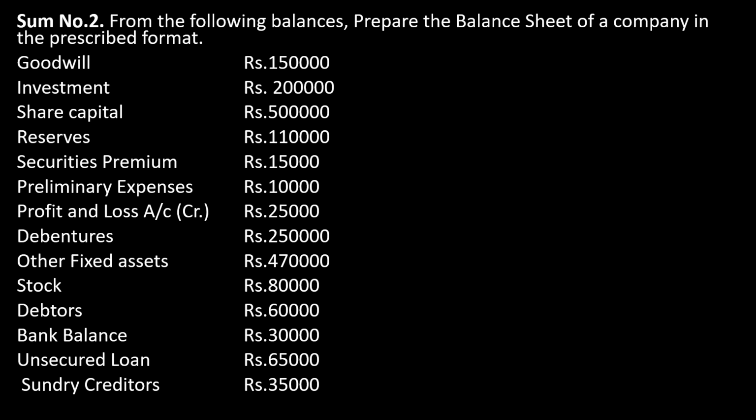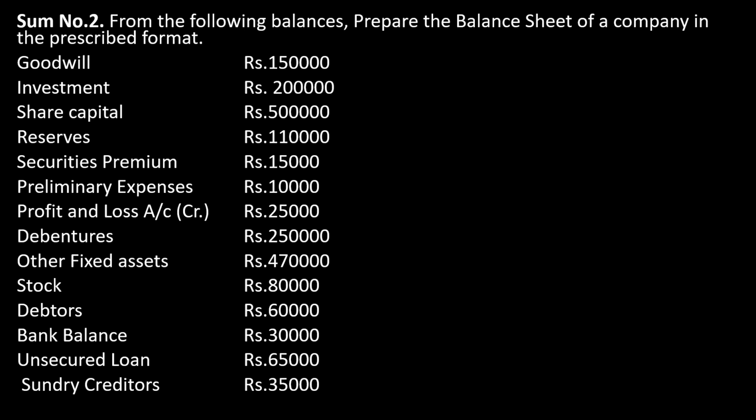Preliminary expenses you will minus from the profit and loss. Always keep that in mind. So when you come across preliminary expenses, you will minus it from the profit and loss account for the current year. So here we have profit and loss of 25,000. The preliminary expense is 10,000. The net amount of P&L will be 15,000. Is that clear?